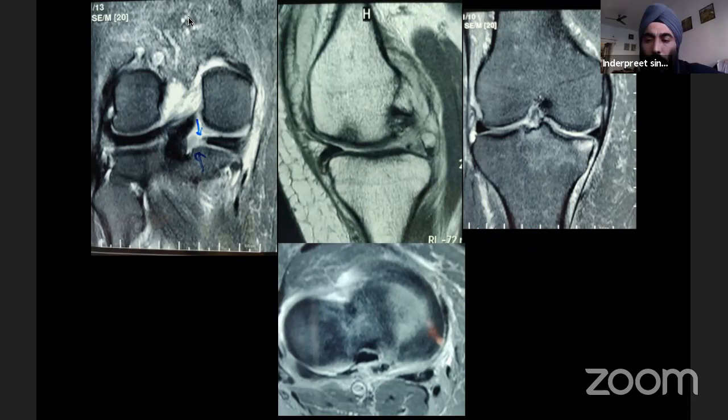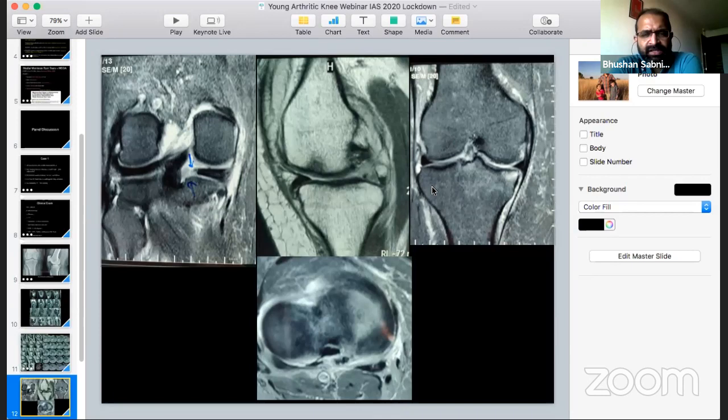But BMI is 32. So Bhushan, does that bother you? I think 32 is still acceptable. 35 plus, I will be a bit more finicky about this. She's not a patient for uni yet. She doesn't have bone-on-bone arthritis. So either you can give an offloader brace and wait for a unicompartmental knee replacement in due course of time. But if she's struggling with normal day-to-day activities, including walking, I would like to intervene early and do an osteotomy now than anything else.